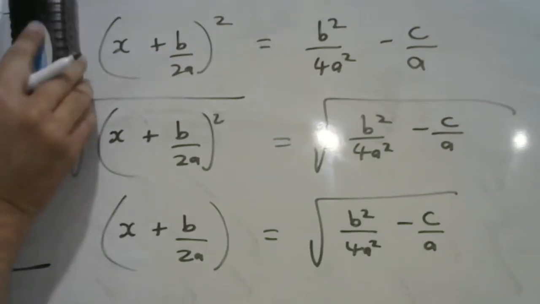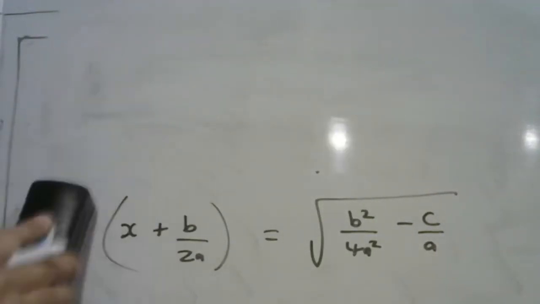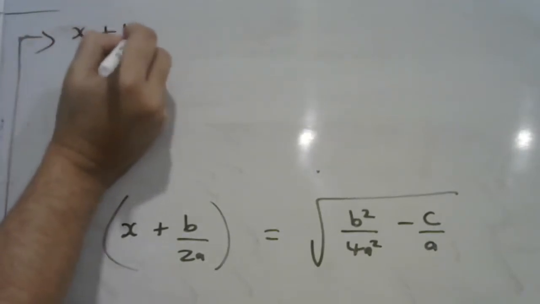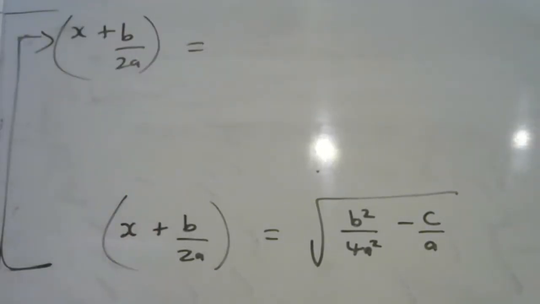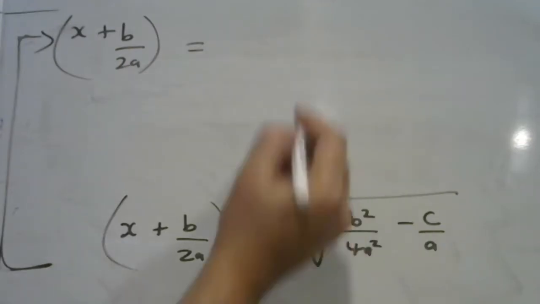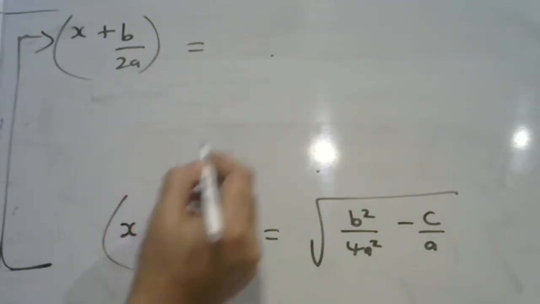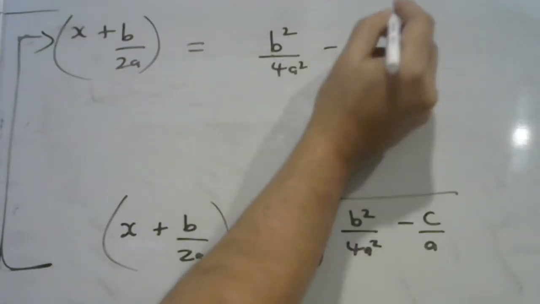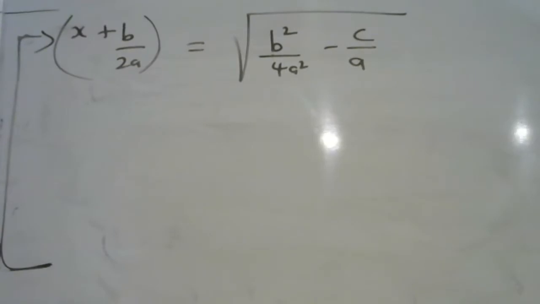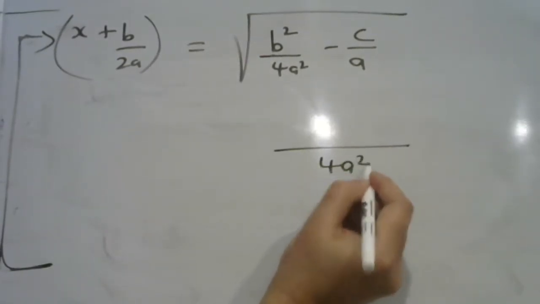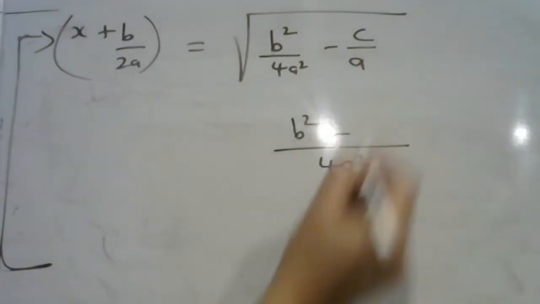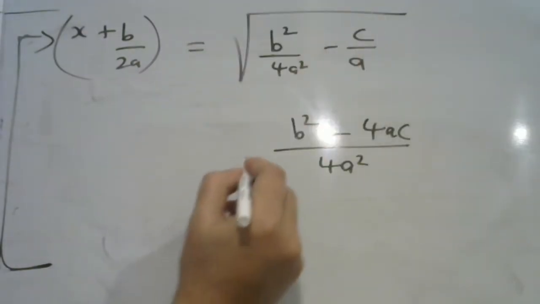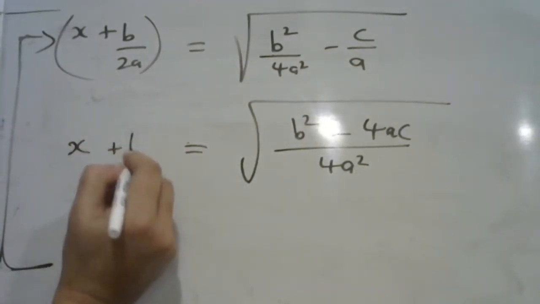Now we will try just a little more. So this will give us x plus b upon 2a is equal to, let's work out this here, 4a squared, I should just put it back here, right? b squared upon 4a squared minus c upon a root. Now we'll try to work this out. This is the same as 4a squared into b squared minus 4ac. A into 4a squared is 4a. 4a times c is 4ac. Root is equals to x plus b upon 2a.